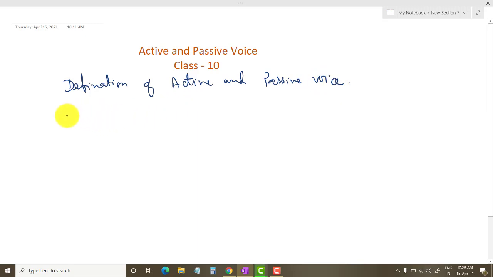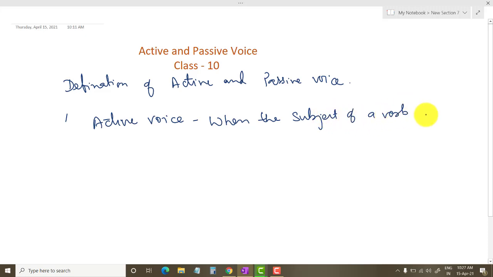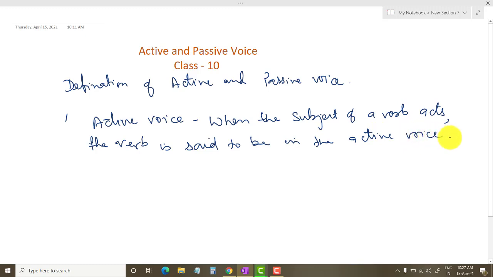The first definition is of active voice. When the subject of a verb acts, the verb is said to be in the active voice.